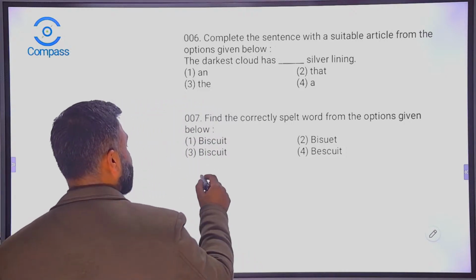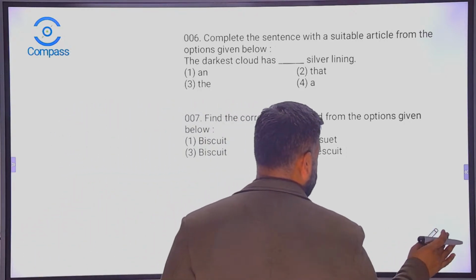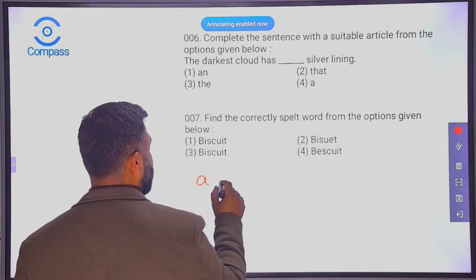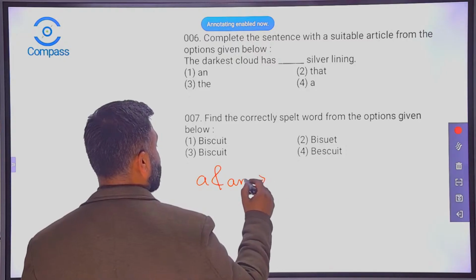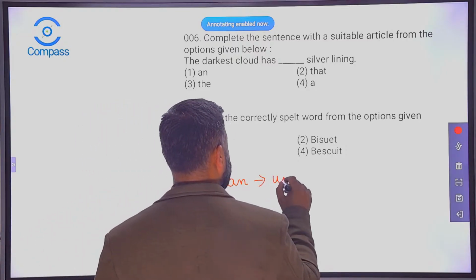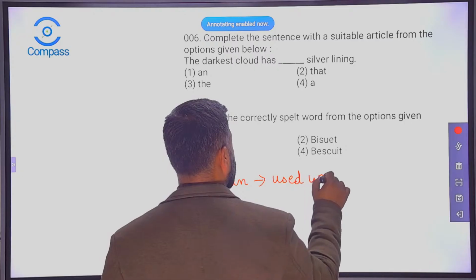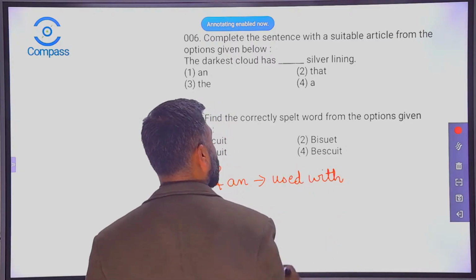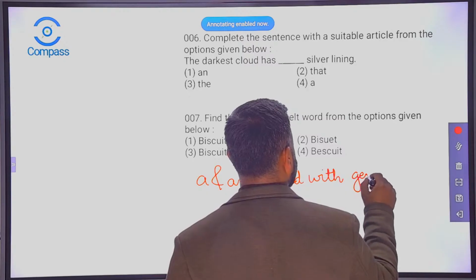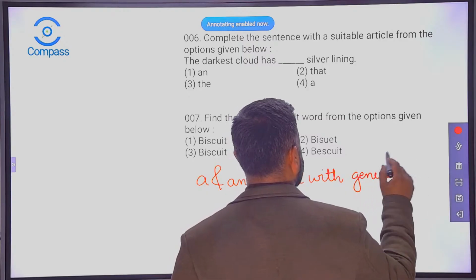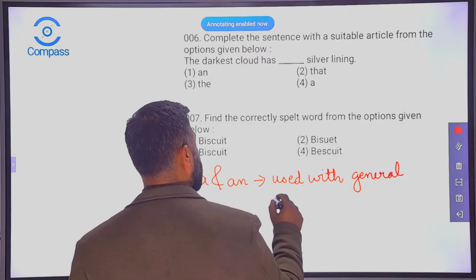Okay. Now a little difference that I would like to show you. Now, a and an are used with general nouns.